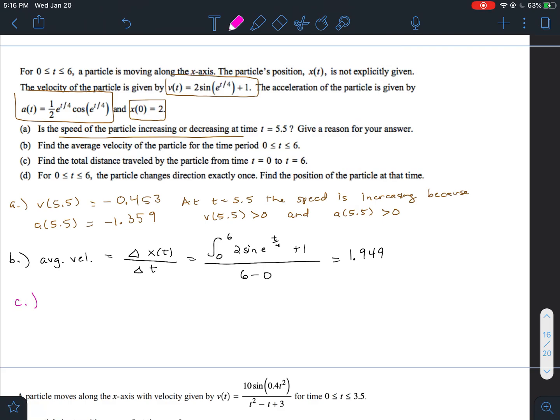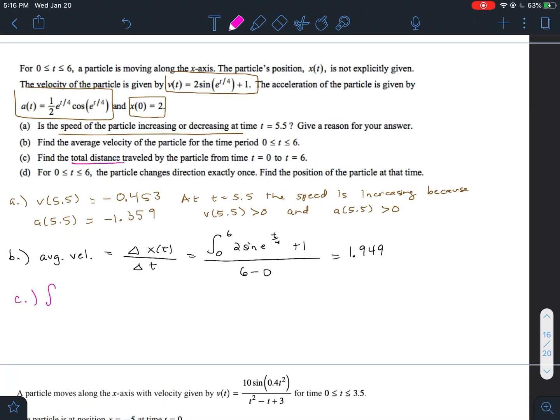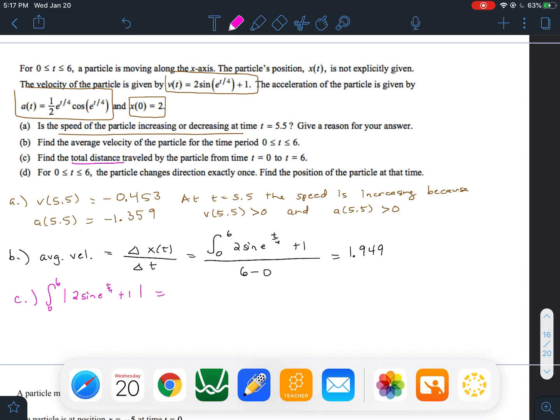For part C, it wants the total distance. So remember the difference between distance and displacement. For distance, we're going to integrate the absolute value of velocity. So we're going to integrate the absolute value of 2 sine e to the t over 4 plus 1, and then we want it from 0 to 6. So that's going to be my total distance traveled.